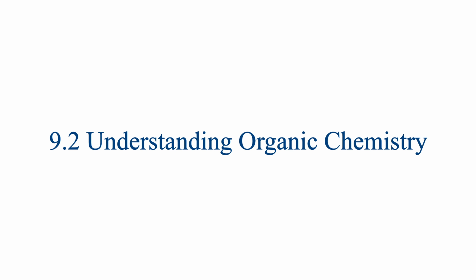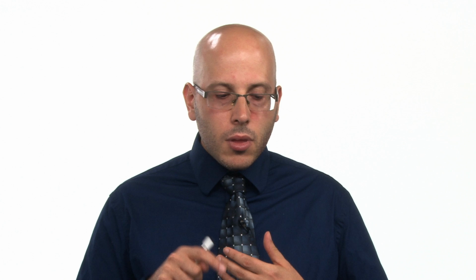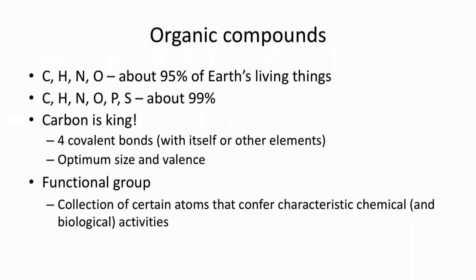Let's talk about my personal favorite subject, organic chemistry, which is part of Module 8. Organic compounds are really at the heart of what's on Earth. If you look at just 4 elements in the periodic table, carbon, hydrogen, nitrogen, oxygen, this makes up something like 95% of the Earth's living things. And if you throw in phosphorus and sulfur, now you're talking 99% of the stuff on Earth.